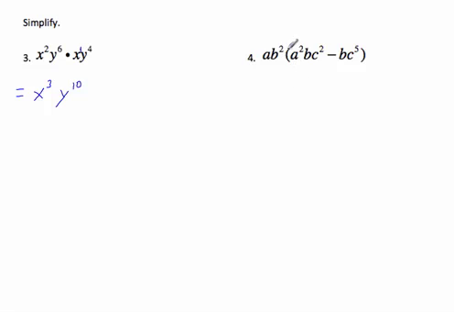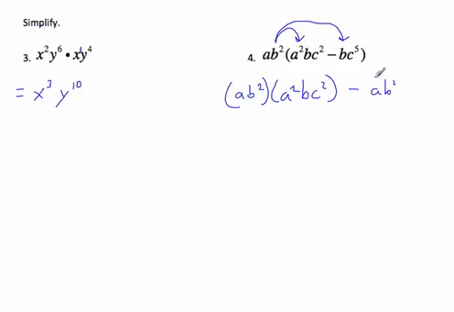Okay, the next example, you have to use the distributive property to simplify. So you can do ab squared times this term and ab squared times that term. And you can write it out like this. ab squared times a squared b c squared minus ab squared times bc to the power of 5, like that.